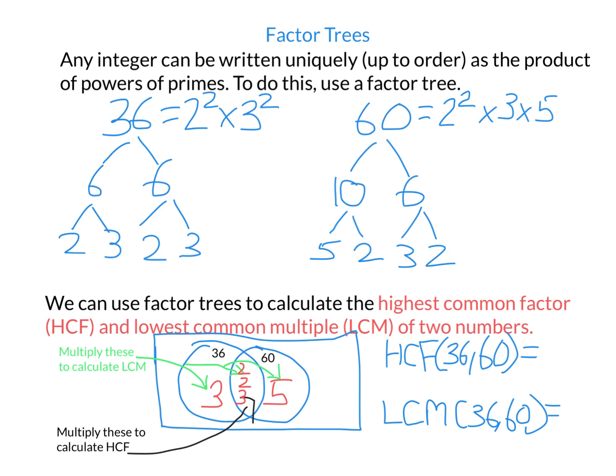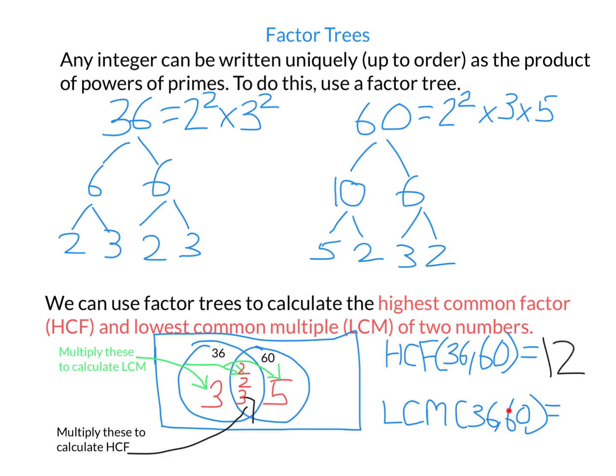So to calculate the highest common factor, you just multiply the numbers in the middle. So the highest common factor of these two numbers is 2 times 2, which is 4, times 3, which is 12. 12 is the highest common factor of 36 and 60. It is the highest number that's a factor of both 36 and 60.